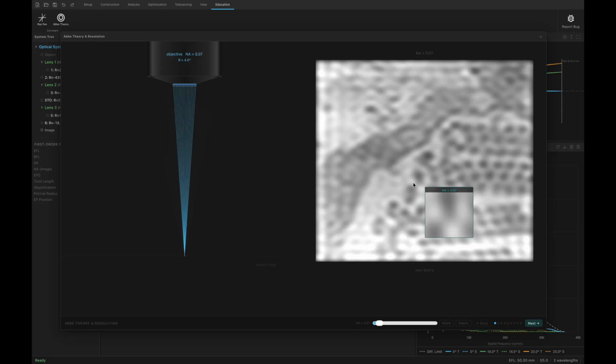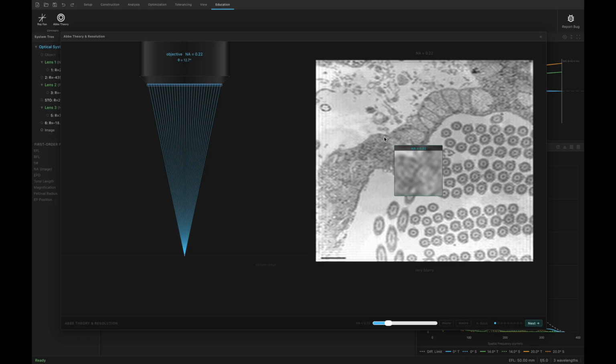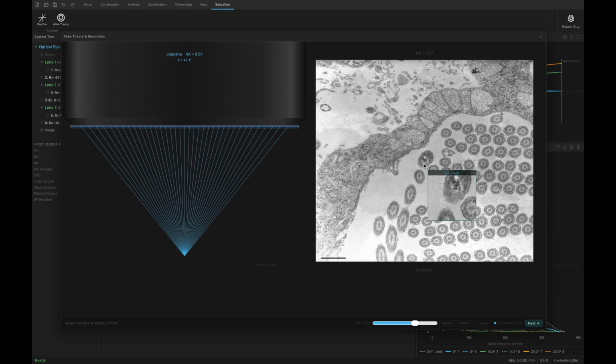Now, you might notice something interesting happening over here. As we make that cone of light narrower, we have a worse image. And as we make it wider, we get a higher resolution. So you could see with the loop that we have over here, it's okay at this numerical aperture. But as we increase it way more, we get a crisper image. So numerical aperture is basically just a measure of how wide this cone of light is. But what does it actually have to do with resolution? That's what we're going to be taking a look at in the rest of this video.